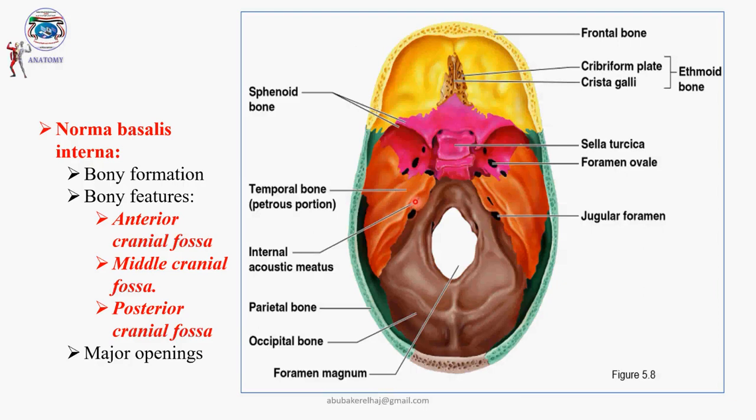We have the internal acoustic meatus, instead of the external on the other side, and also here we have the jugular foramen. You can see the jugular foramen on both sides. But as you see here, we have the internal acoustic meatus. This internal acoustic meatus gives entry to cranial nerve number 8 and cranial nerve number 7, that means the facial nerve, number 7, enters through the internal acoustic meatus.